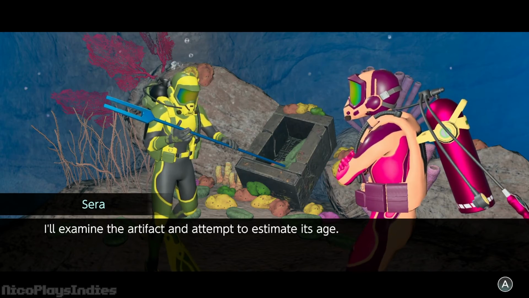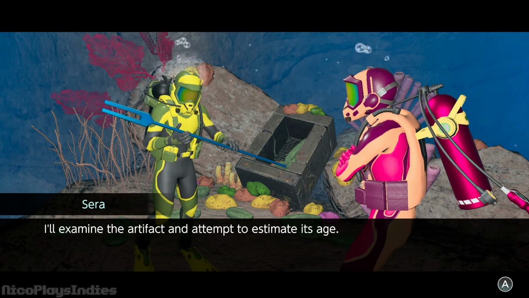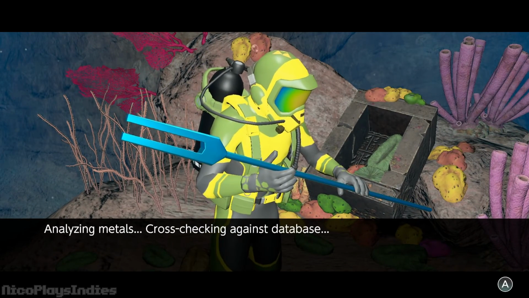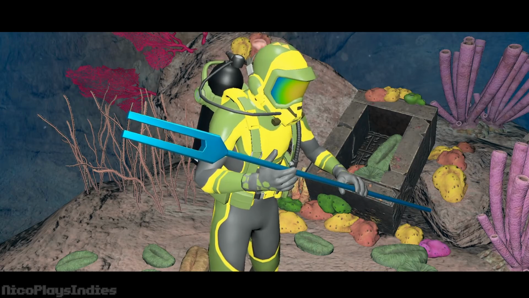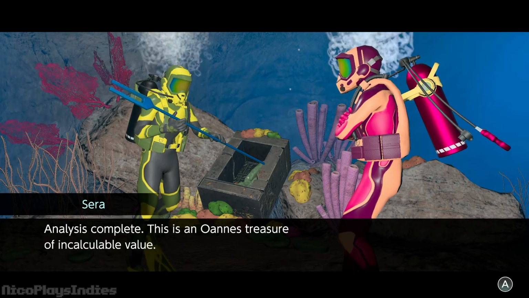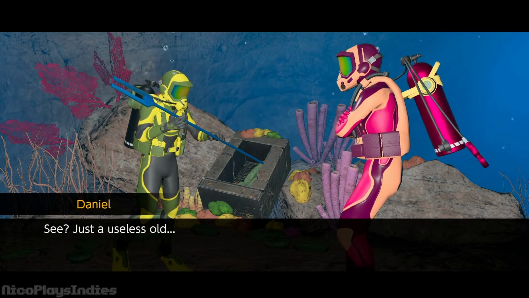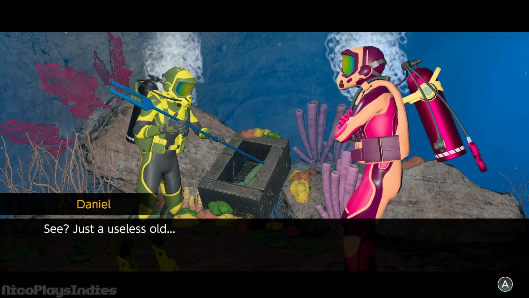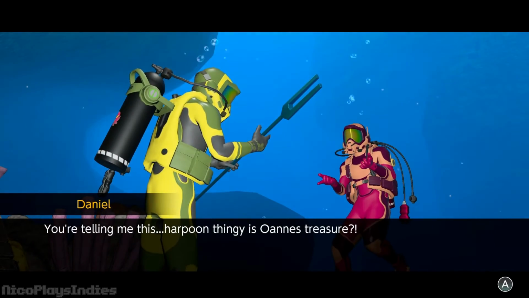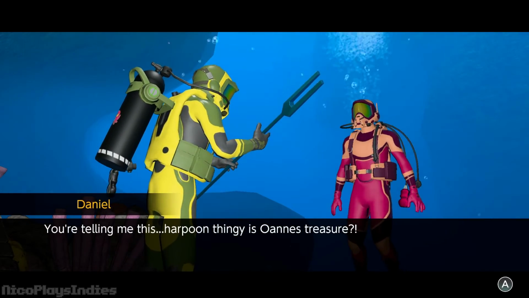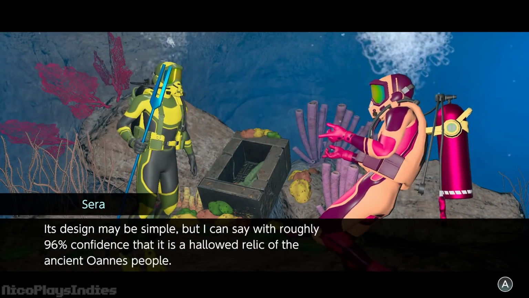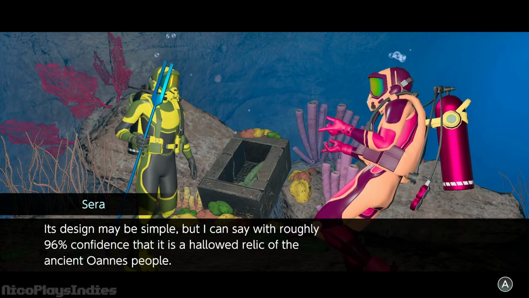I'll examine the artifact and attempt to estimate its age. Analysis complete. This is an Oan's treasure of incalculable value. Its design may be simple, but I can say with roughly 96% confidence that it is a hallowed relic of the ancient Oan's people.